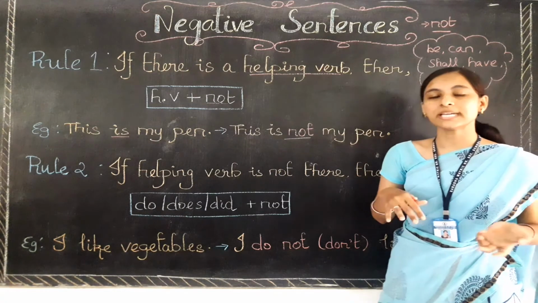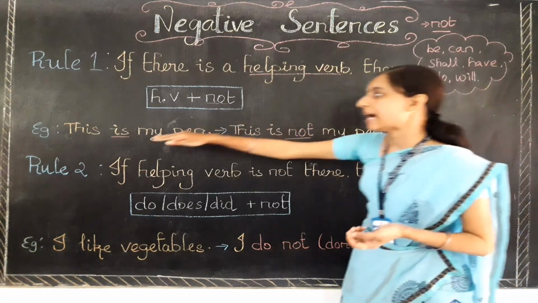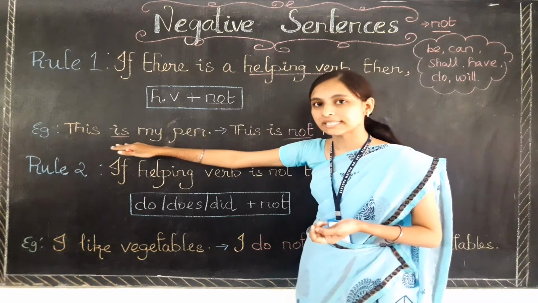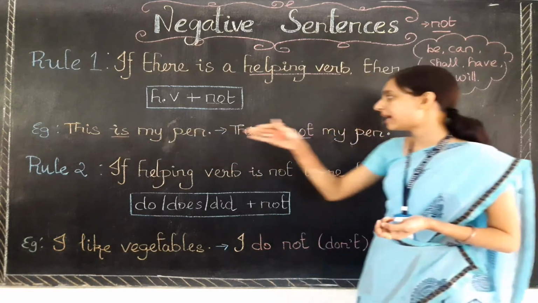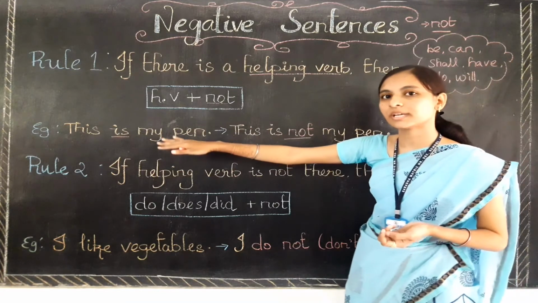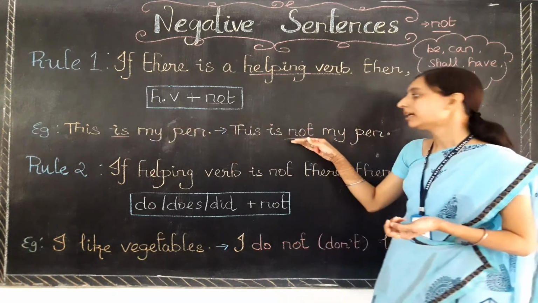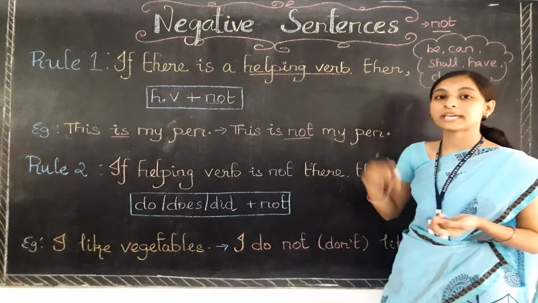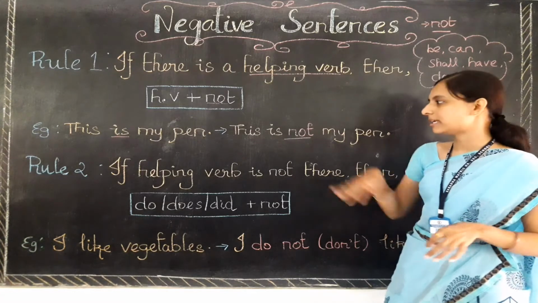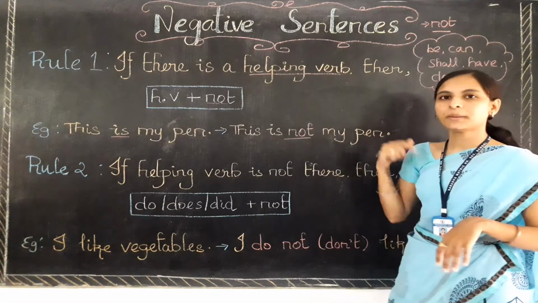So what was the change I made? Very good. After the helping verb, that is, after the "is", I have added "not" to the sentence. Now it became the negative sentence. This is not my pen.